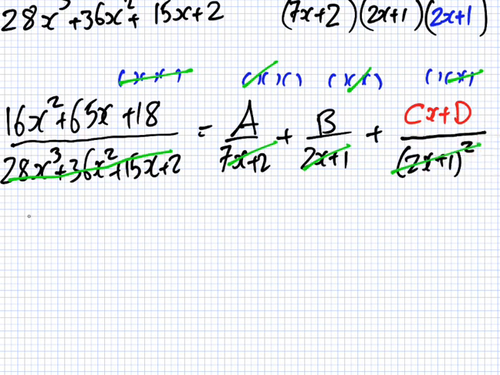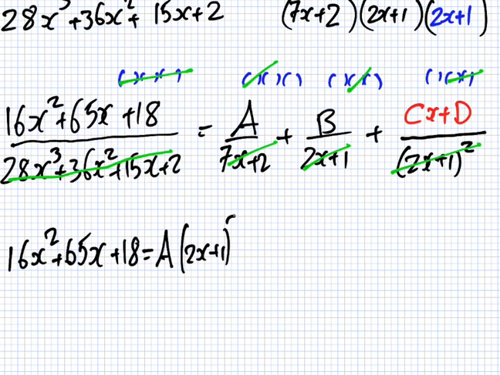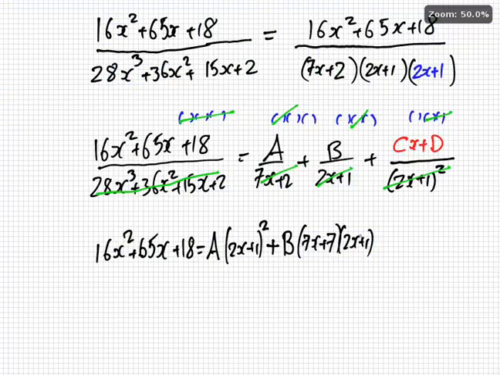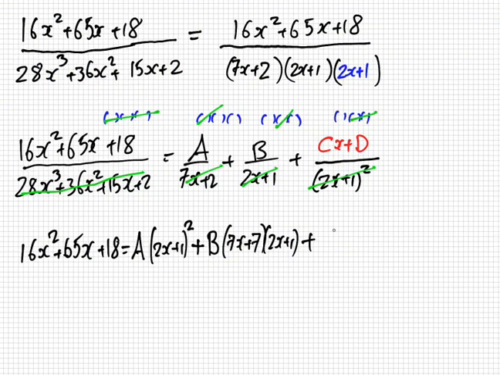So you end up getting 16x squared plus 65x plus 18 equals A(2x plus 1) squared, plus B(7x plus 2)(2x plus 1), and then the last one is plus (Cx plus D) times (7x plus 2). Okay, so here we have 16.